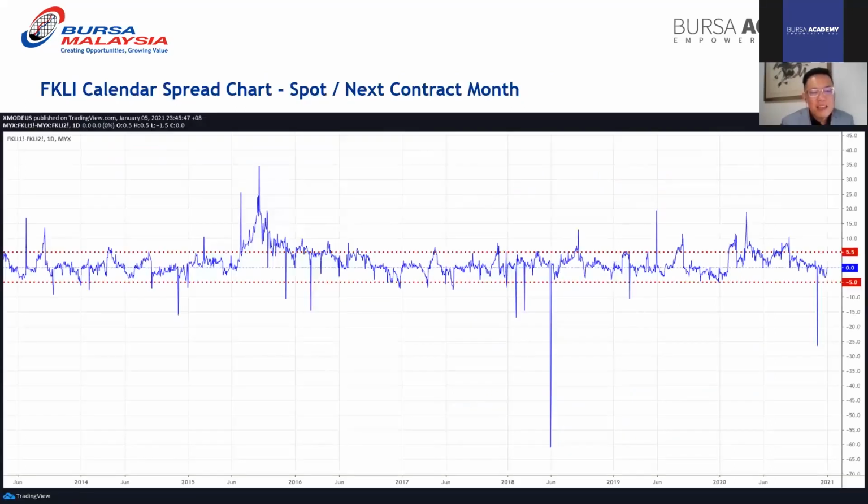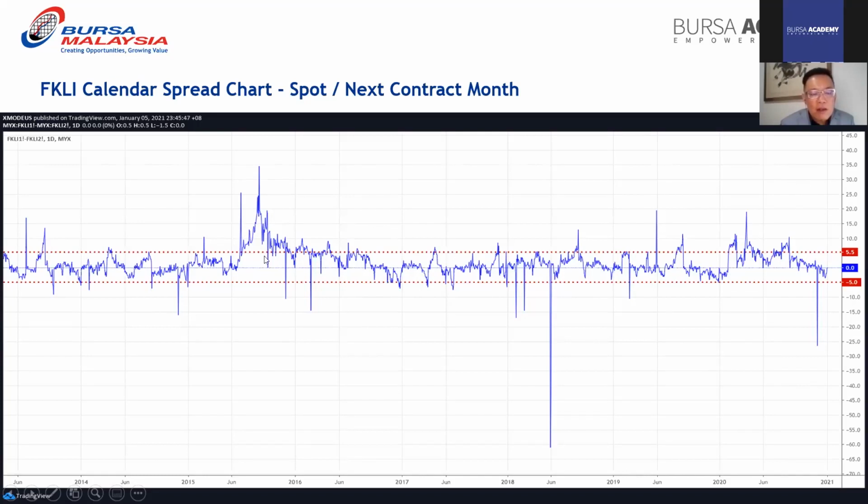In terms of looking at this, this is the FKLI calendar spread. This is the difference between the first month and the second month. I just charted it out. You can see this is quite long term, from 2014, so about 6 years of spreads. This is a daily chart, of course, and you can see the spread normally ranges between positive 5.5 and minus 5.